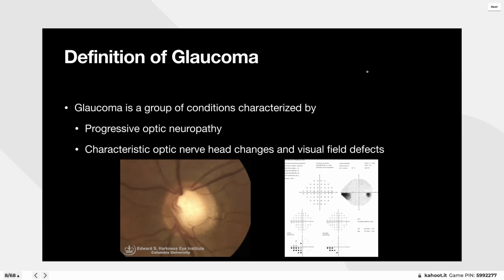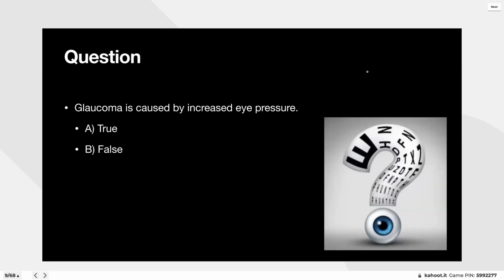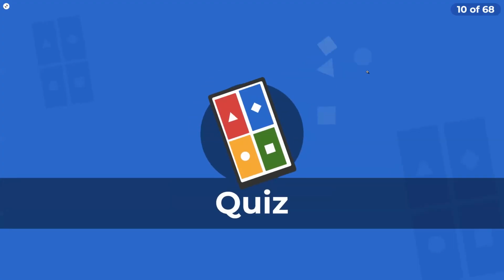Now, as many of you are probably thinking right now, you'll notice there's one big factor in glaucoma that we often talk about that is not included in this definition. So my first question I'll ask the group here is, glaucoma is caused by increased eye pressure. Whenever we talk about glaucoma, it's kind of synonymous with increased intraocular pressure. In fact, if you go to the definition of glaucoma in Webster's dictionary, it references intraocular pressure. However, my question here is, is glaucoma caused by increased eye pressure?